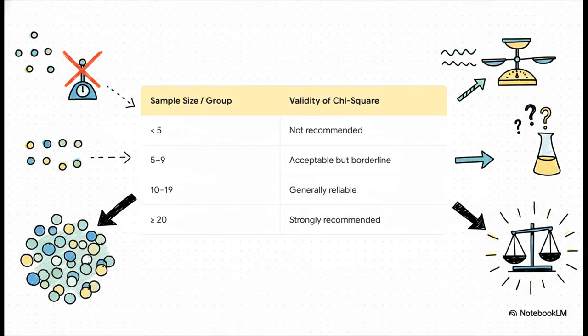Okay, and what about sample size? This gives us a great rule of thumb. As you can see, if you have fewer than 5 in a group, yeah, probably don't use it. The math gets a little shaky. Once you get into the 5 to 9 range, it's okay, but kind of borderline. The sweet spot really starts around 10 to 19. That's generally reliable. But if you want to be rock solid, the gold standard is 20 or more per group. That's when you know your results are really robust and trustworthy.